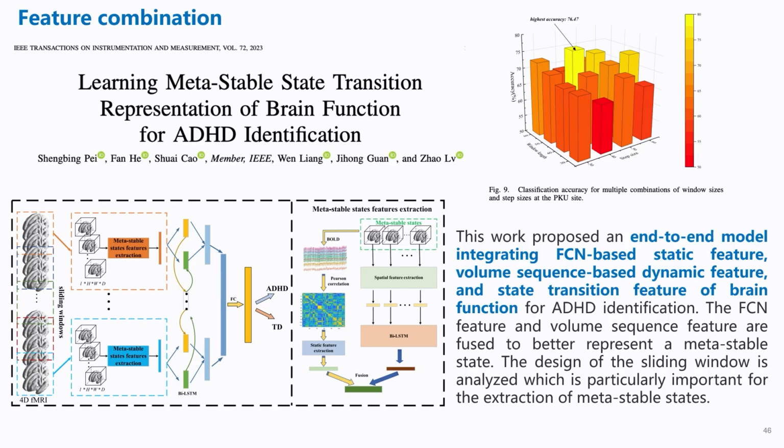And here is another one for ADHD classification, which actually uses an end-to-end model based on functional connectivity. Here they combine the static FNC, the sequence-based dynamic FNC, and the transition of the states, which means they combine three functional features together to achieve a better outcome.